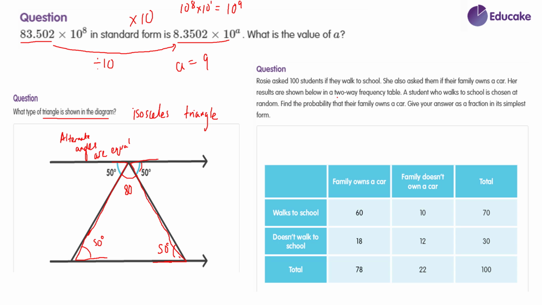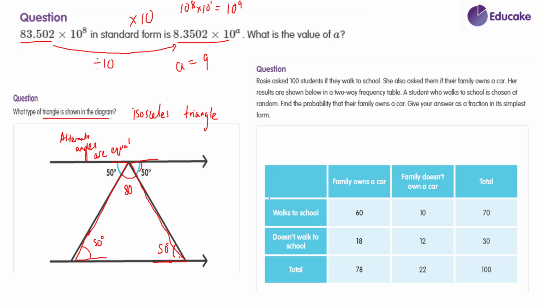Right, here's a survey. A student who walks to school is chosen at random. Find the probability that their family owns a car. Give your fraction in its simplest form. So there's 100 students, and they've asked if they walk to school. She also asked them if their family owns a car. Her results are shown here. A student who walks to school is chosen at random.